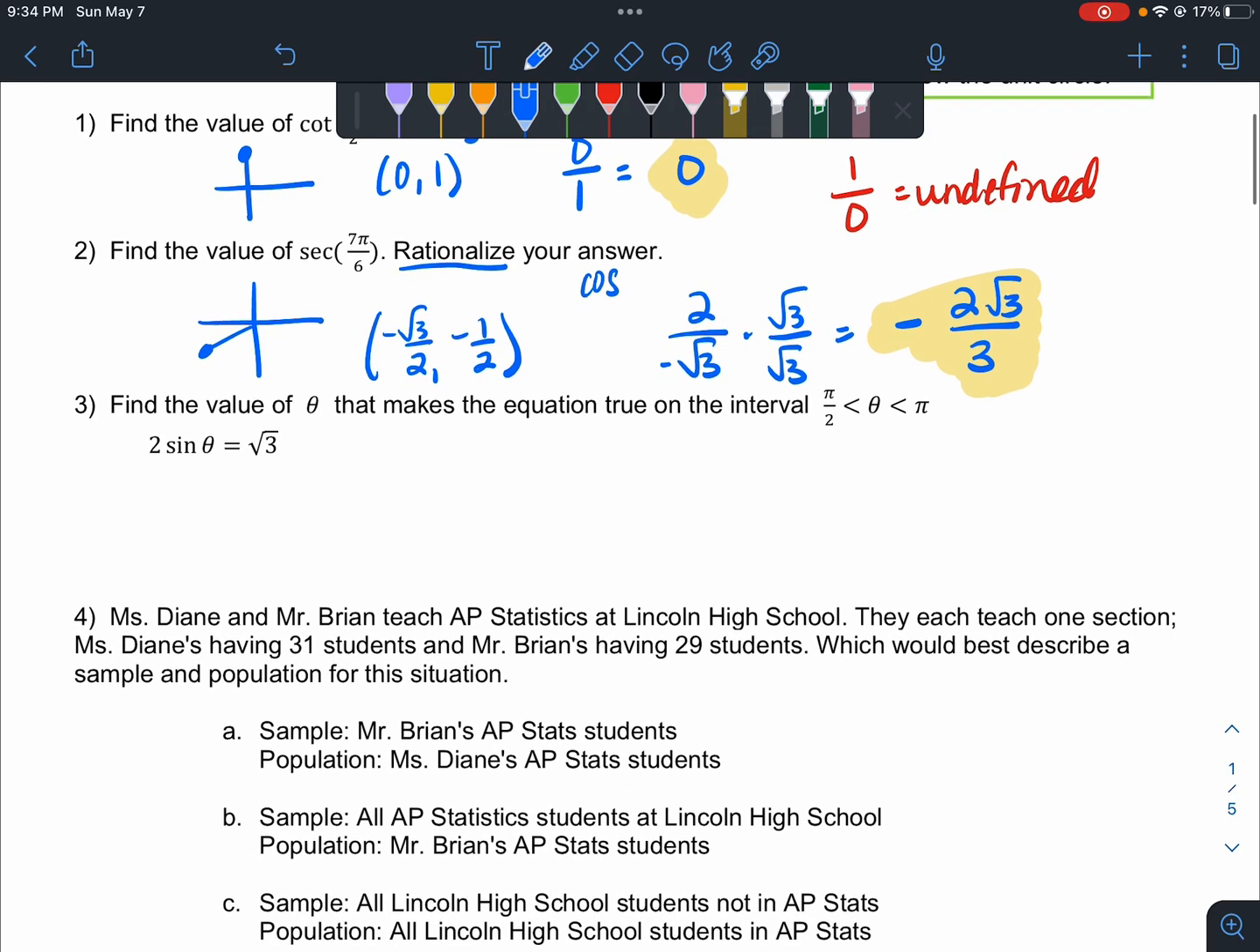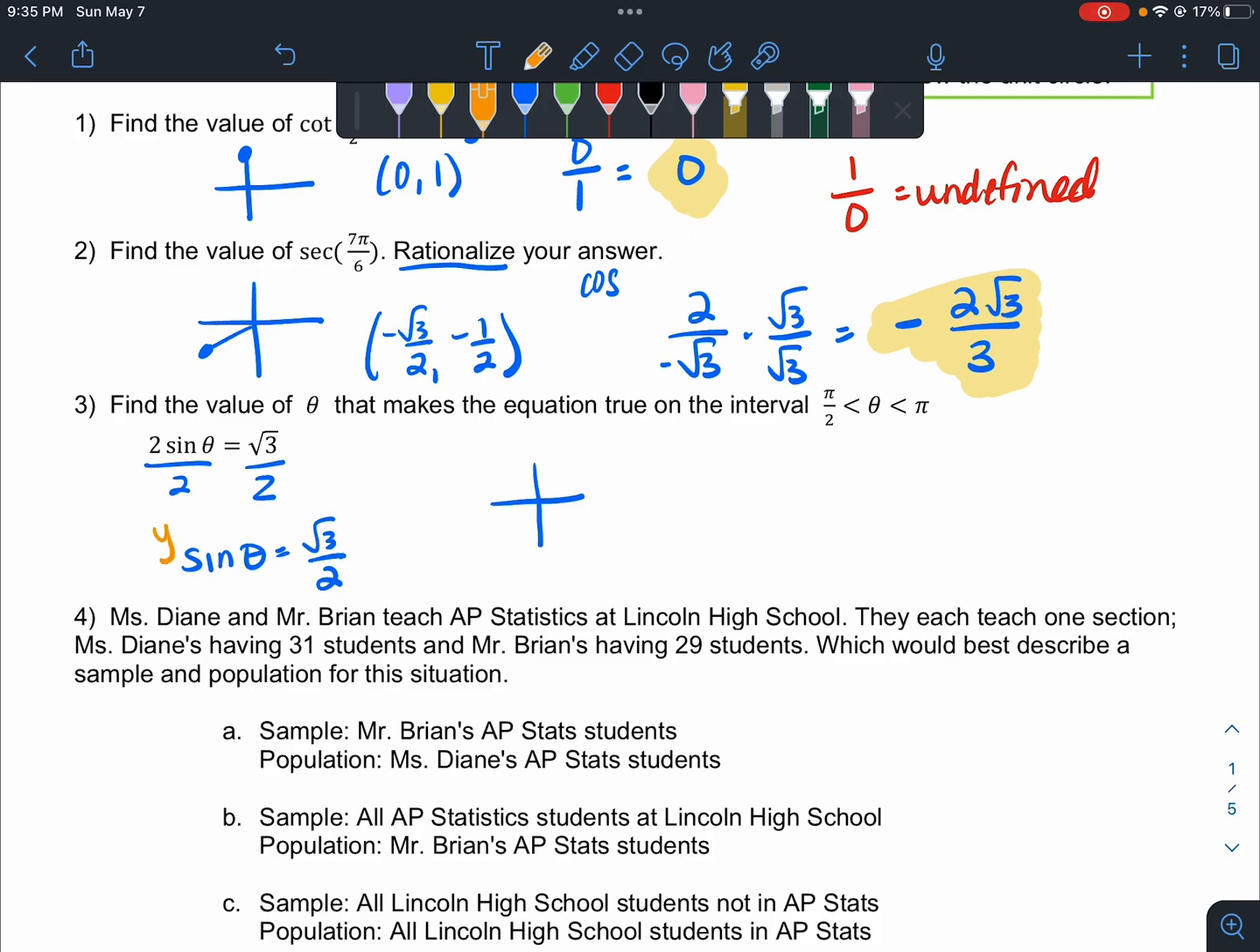Okay, in question 3, I want to find the value of theta, so I want to find my angle, and I have to get sine of theta by itself. So first thing is divide both sides by 2. So sine of theta is square root of 3 over 2. So we're looking for, in our 4 quadrants, a sine of some angle that is a positive square root of 3 over 2.